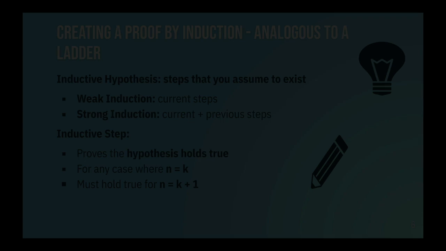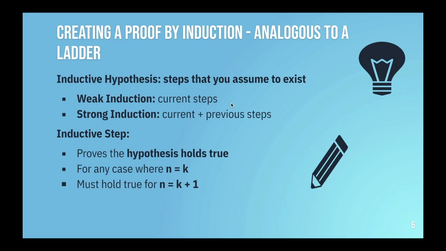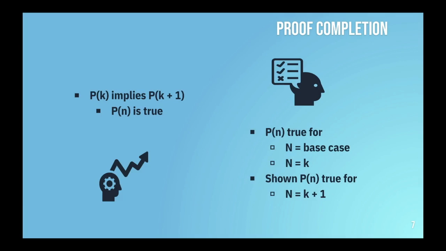Now, we have to state our inductive hypothesis. This will lead us to our second case, the inductive step. The inductive step proves that if the hypothesis holds true for any case where n equals k, then it must also hold true for n equals k plus 1. The base case and inductive case establish the validity of the claim holding true, and you are finished with your proof.